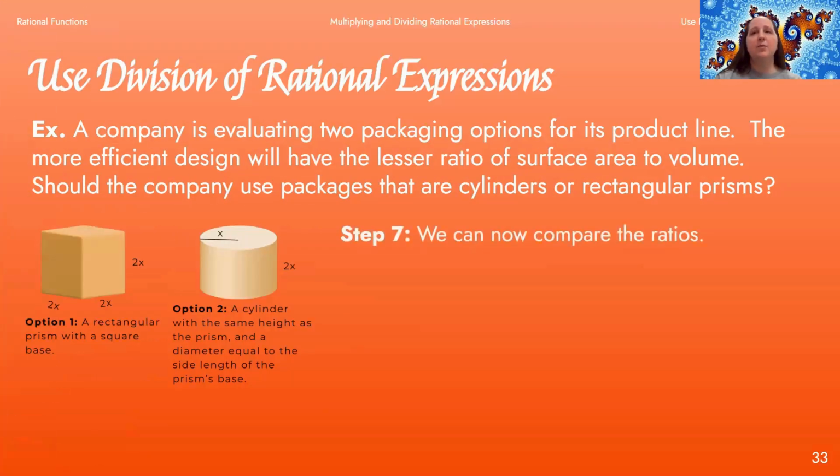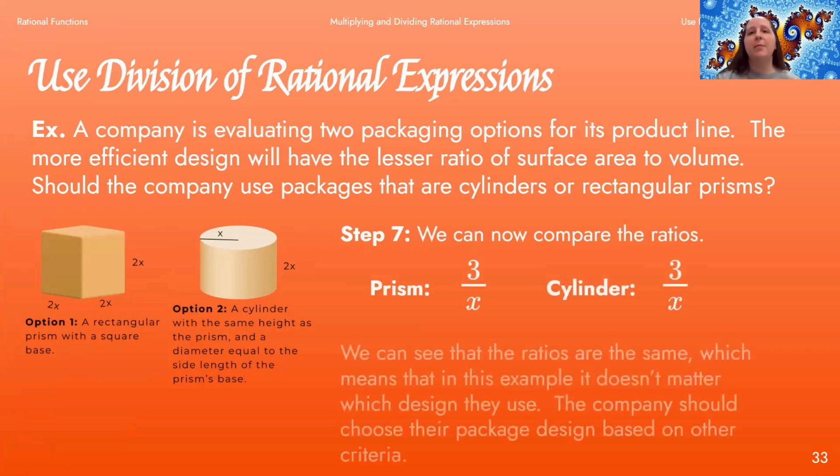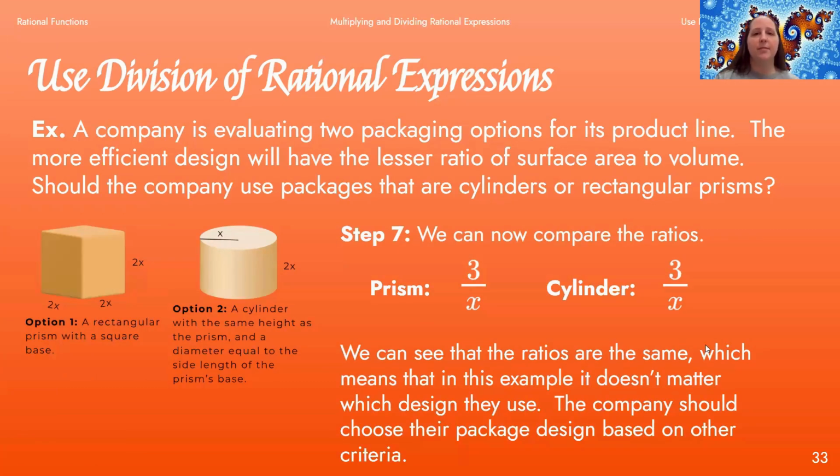In this case, we can compare the ratios. We can see that the prism and the cylinder both have the same ratios, which means that the company is going to have to use some other criteria to figure out what their package design needs to be.